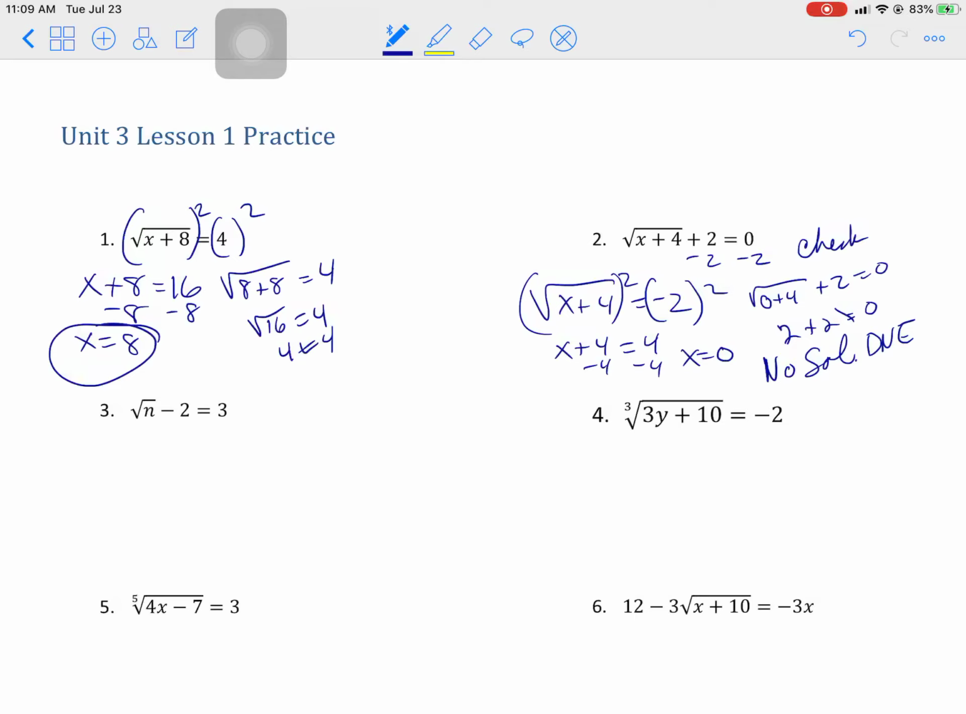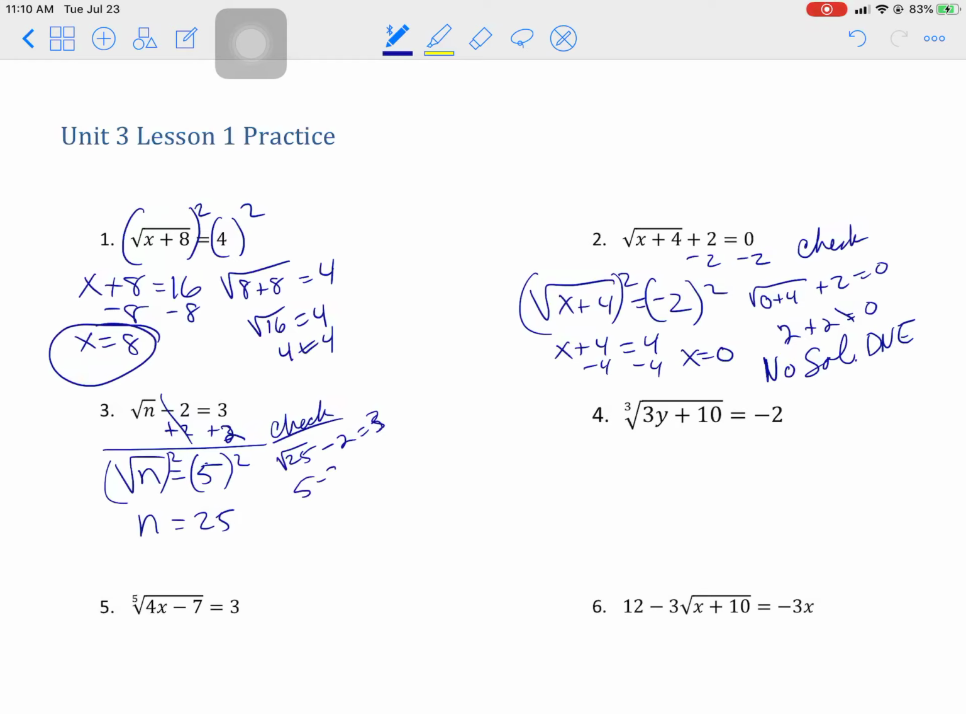Okay? All right. This one has an n. Don't forget to use the right variable when you're working on these. The radical is not alone on one side. Let's move the constant term. You get a square root of n equals 5. Okay. Square both sides. Follow the rules. N equals 25. It was an even root. It needs to be checked. That looks good. That's the solution.